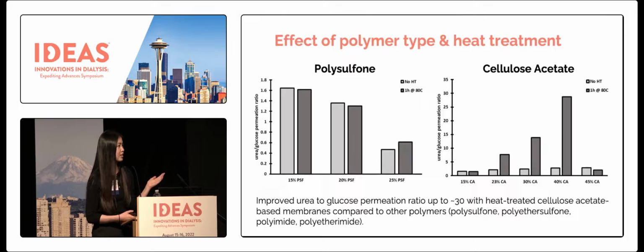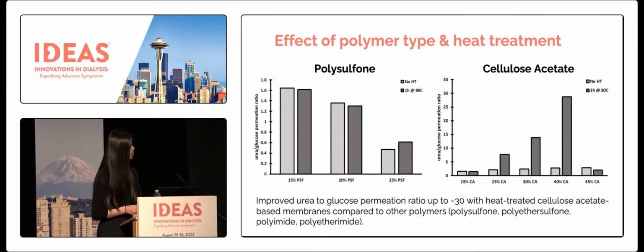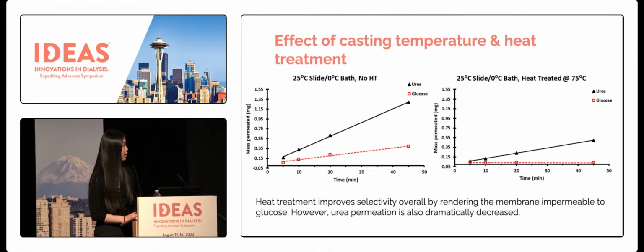The permeation ratio was very poor. But with cellulose acetate, we found that not only was the permeation ratio just generally better than polysulfone, once we heat treated the membrane at 80 degrees Celsius in a water bath, we were able to push the ratio up to almost 30. So here we tested the mass permeated through the membrane by measuring the concentrations of the solutions at various time points.